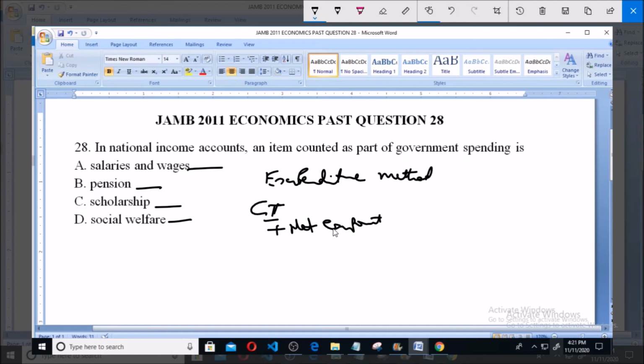Transfer payments such as pensions paid to retired workers, gifts to beggars, etc. are excluded. So, in a national income account, an item counted as expenditure as part of government spending is the social welfare. Option D is the correct answer.